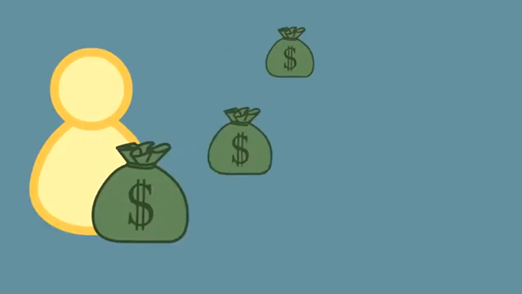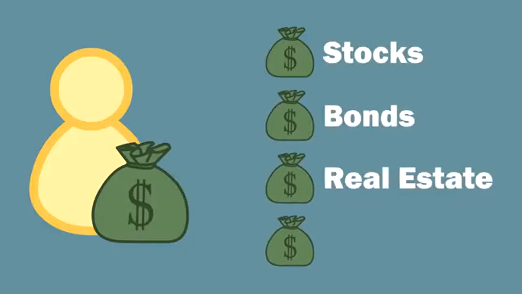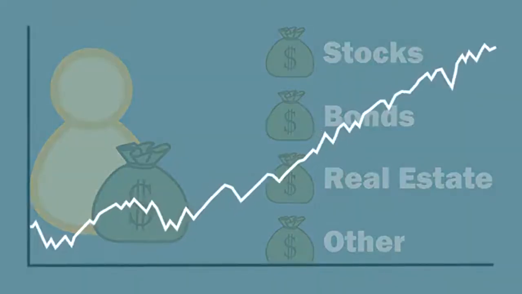If investors diversify their portfolios across different asset classes, namely stocks, bonds, real estate, etc., the volatility decreases even more. Now, not everyone agrees that you should diversify.